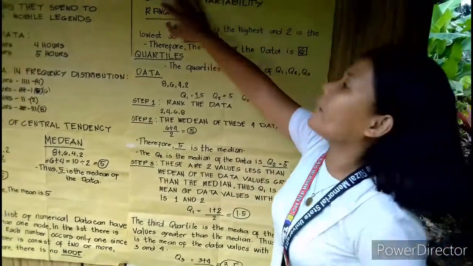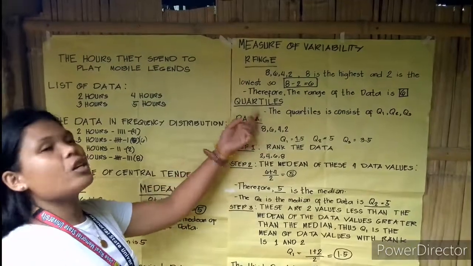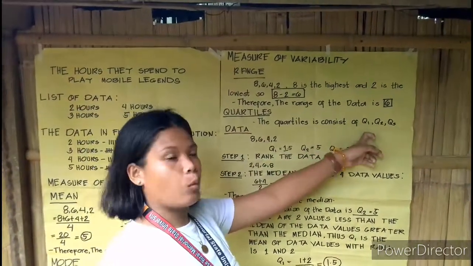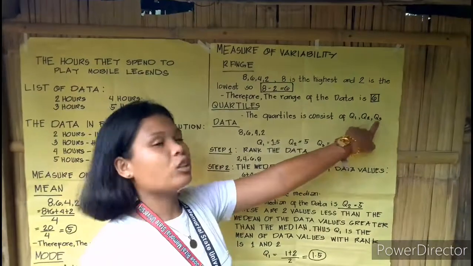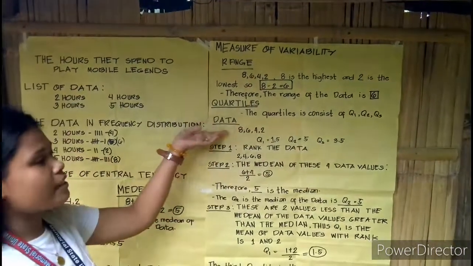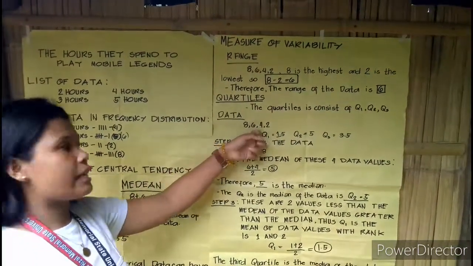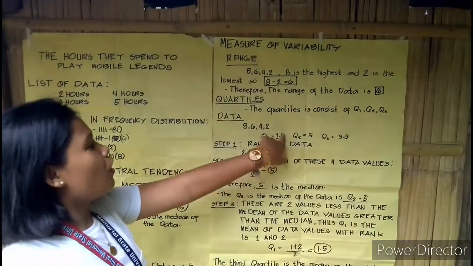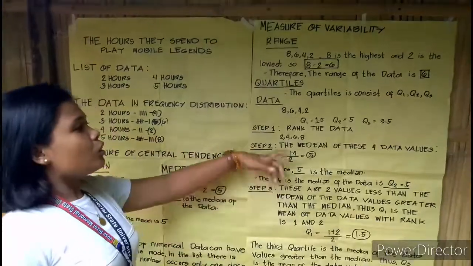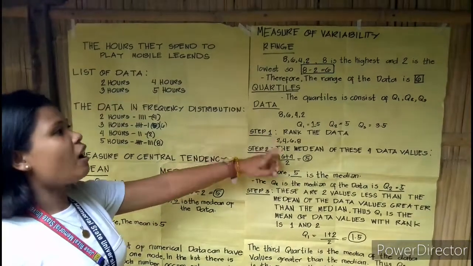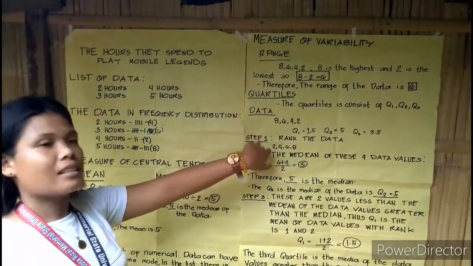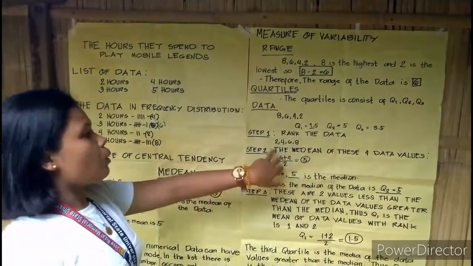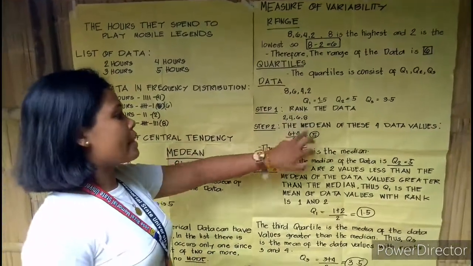So, let's go to the quartiles. The quartiles consist of quartile 1, quartile 2, and quartile 3. So, this is the data. We have 8, 6, 4, and 2. To get the quartiles, we need to follow the steps. So, step 1, rank the data. So, 2, 4, 6, and 8.